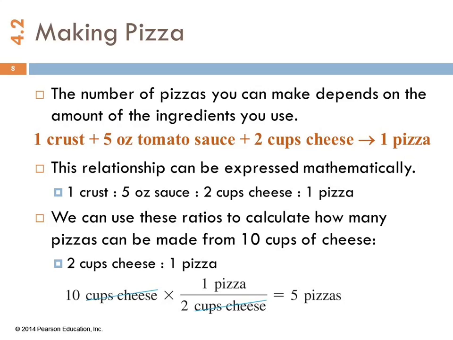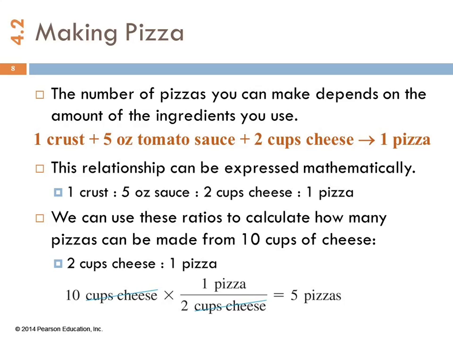If you're making pizzas for Papa Murphy's or something, they want you to specifically put a certain amount of cheese on there, right? They don't want people to complain that they're not getting enough, but they also don't want you to be giving away too much cheese. So it's a specific amount. And we can express this mathematically as well. 1 crust to 5 ounces of sauce to 2 cups of cheese to 1 pizza. It's a ratio, a relationship between the amounts.